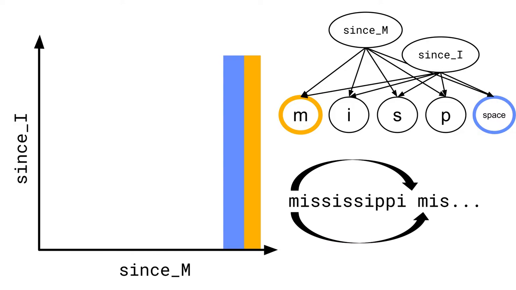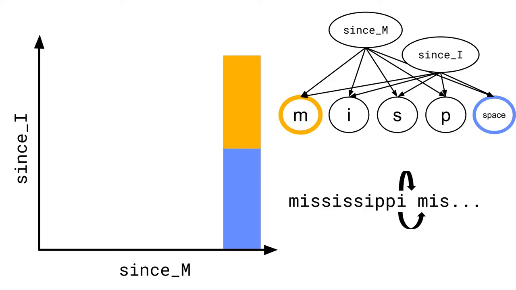Option one is to have the M node activate the strongest to the right of the region where the space node is activating. Option two is to realize that the space comes directly after the last I in Mississippi. That is, when the value of since I is low. This effectively splits the region vertically instead of horizontally. I chose to go with the second approach because it ended up being easier to implement.